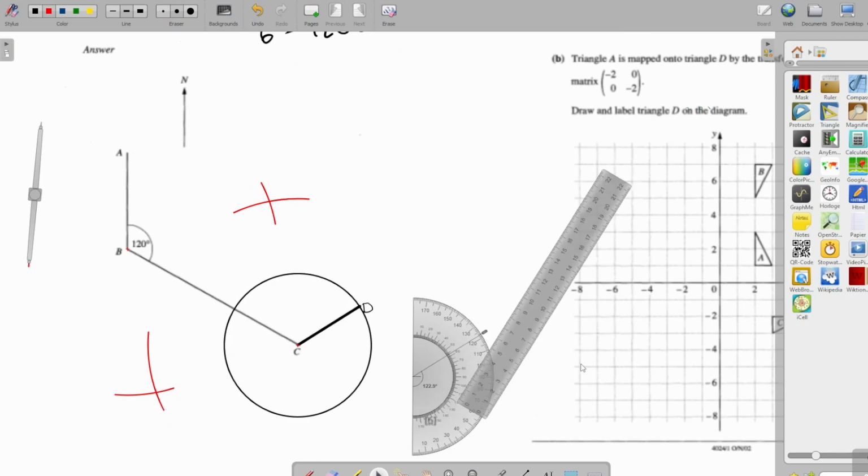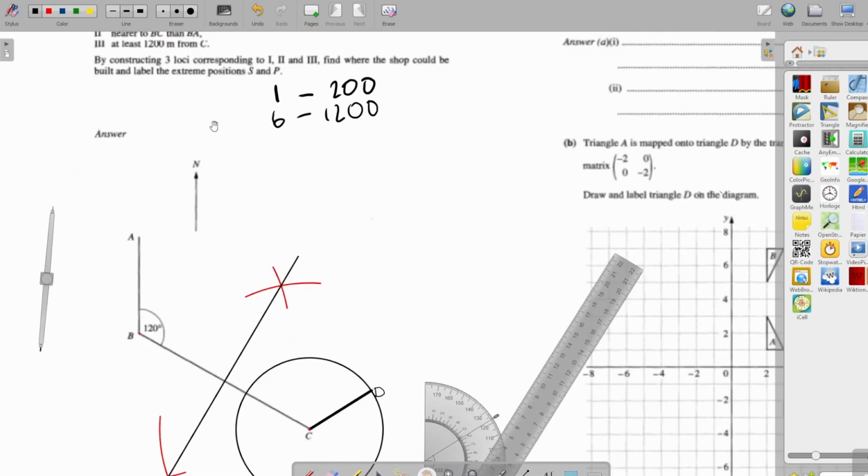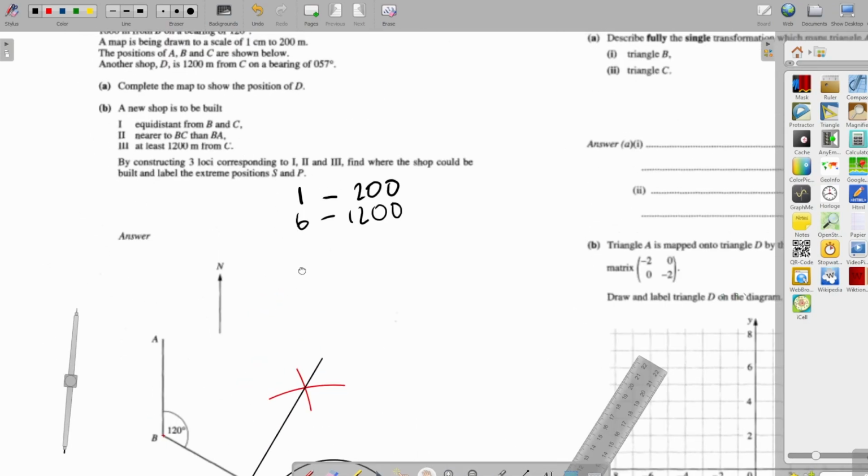bisector. Actually, I have a line tool, so let me just use the line tool. I'll use my black color again. So using the line tool, anything on this line will be equidistant from B and C. And lastly, we need to be nearer to BC than BA.